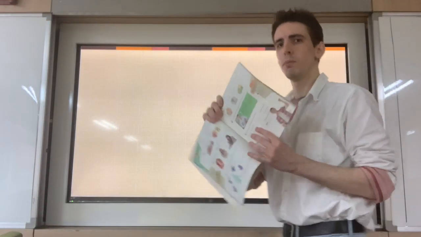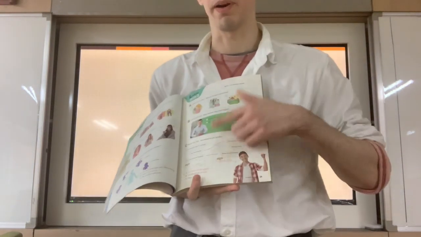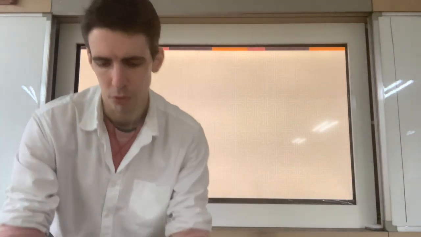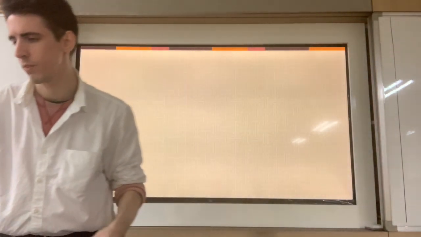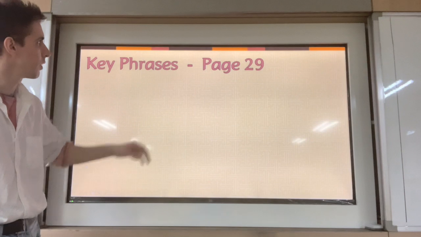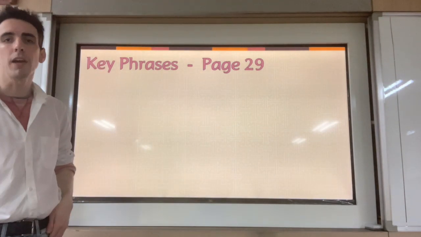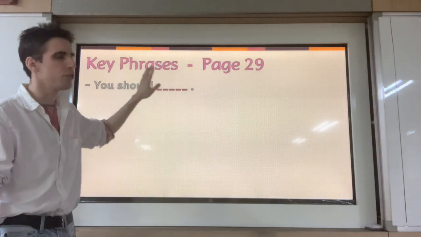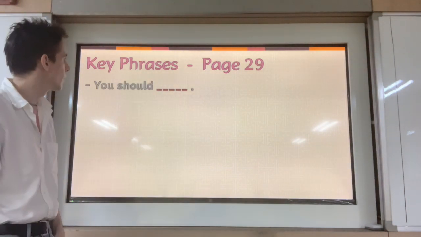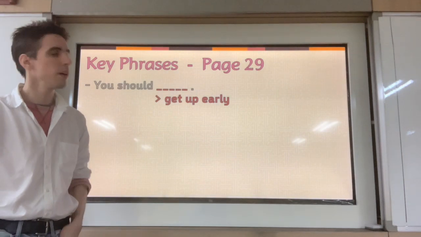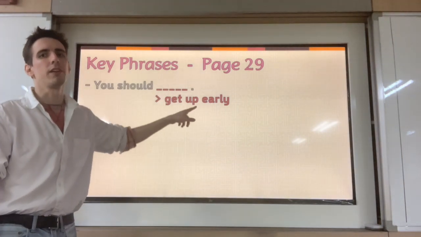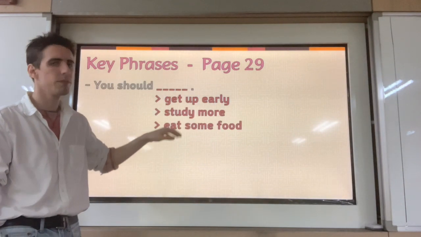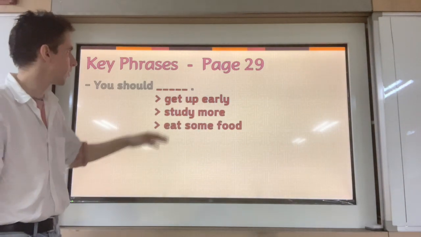Okay, our books are open. Let's look at this page now. Listen and speak 2. Some new key phrases. All right. So we're looking on page 29. Our first key phrase, you should blank. So we're going to fill the blank with what I call a verb phrase. Get up, study, eat.